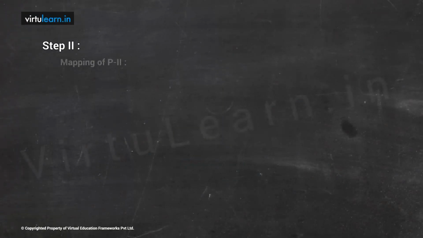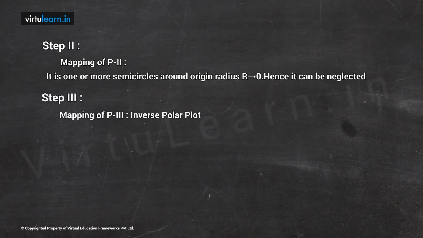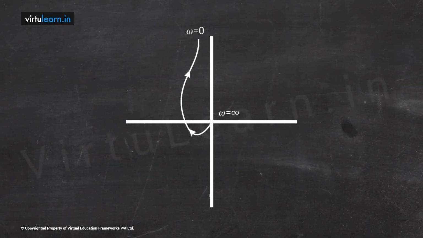What is the mapping of path 2? We know that the mapping of path 2 is 1 or more semicircles around the origin with r tends to 0, which can be ignored. And what is the mapping of path 3? It is an inverse polar plot where the direction should be continuous. So we know this is the polar plot. Then when you take the inverse polar plot with respect to the x-axis, this will be the inverse polar plot. The direction should be away from the origin, whereas for the polar plot it is coming towards the origin. So this is path 3.